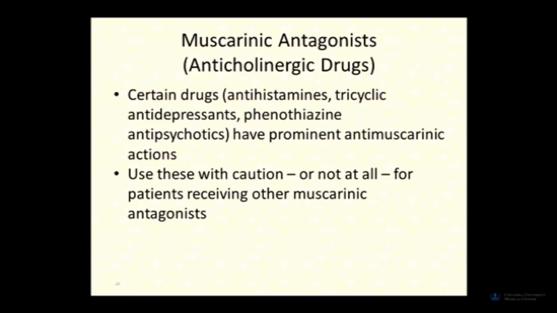Mad as a hatter because of hallucinations and confusion. Bloated as a toad: urinary retention and decreased muscle tone in the GI tract. And heart runs alone, which is the increased heart rate. Blind as a bat, red as a beet, hot as a hare, dry as a bone, mad as a hatter, bloated as a toad, and heart runs alone. And a mnemonic is supposed to be easier to remember, but that's that.